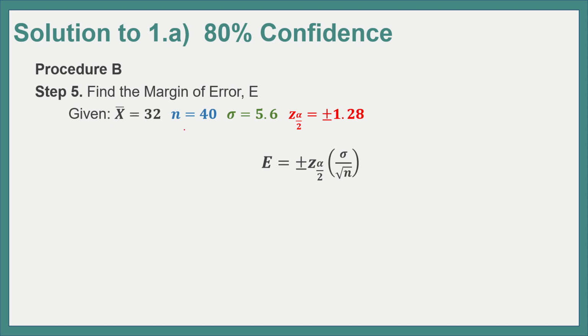So using these values, we can now substitute into our equation. Positive negative 1.28 times the quantity 5.6 divided by the square root of 40. Performing this operation, we will yield a margin of error that is equivalent to positive negative 1.13.